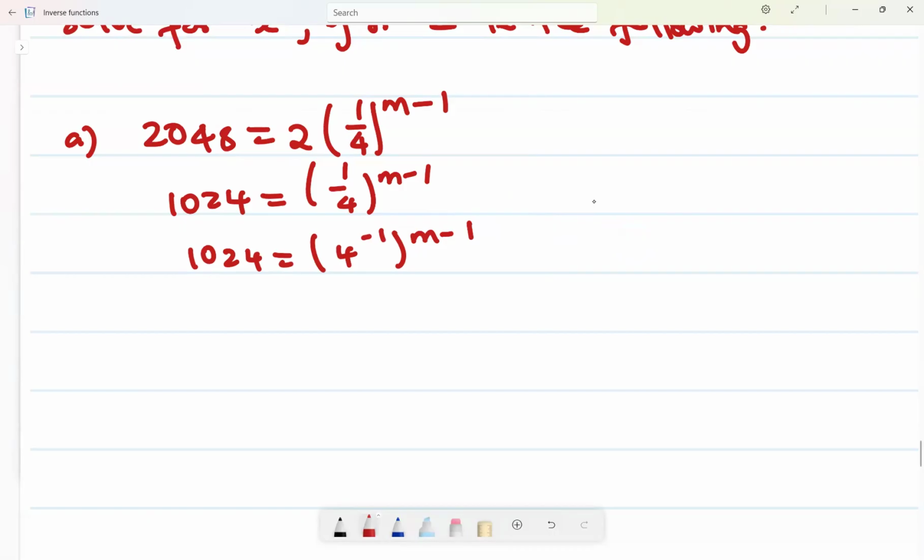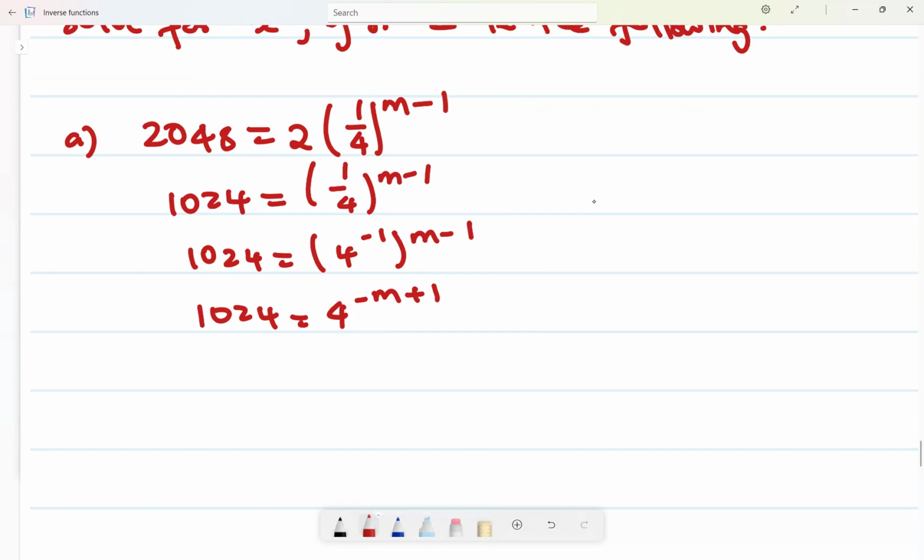Now, the question is, I now have, let's just carry on simplifying. I want you to understand this. Negative 1 multiplied by m is negative m. Negative 1 multiplied by negative 1 is positive 1. I want you to understand something. The base here is 4. Remember, when you apply laws of exponents, we need the same base before we equate the exponents.